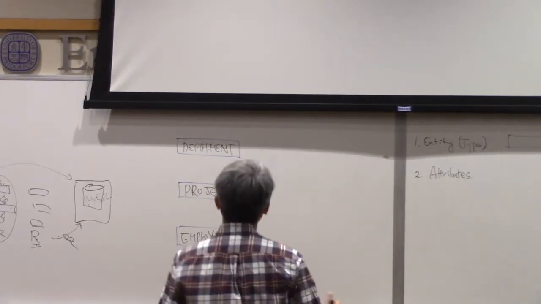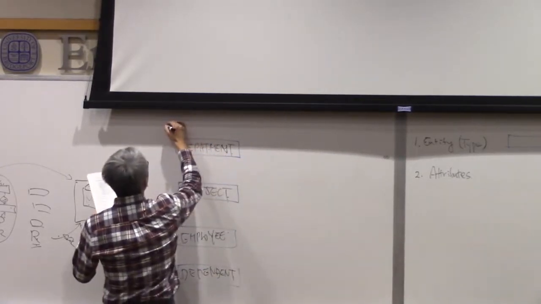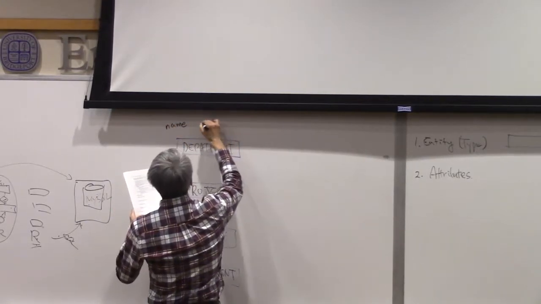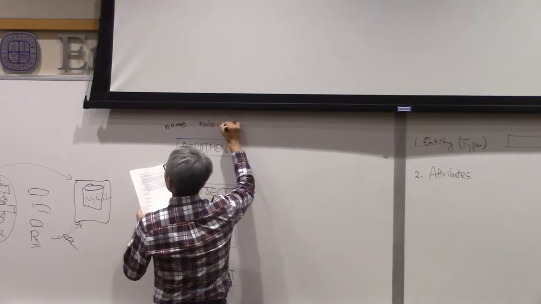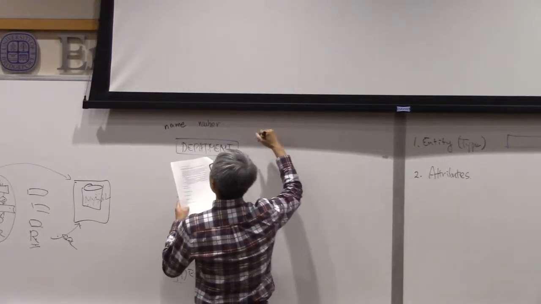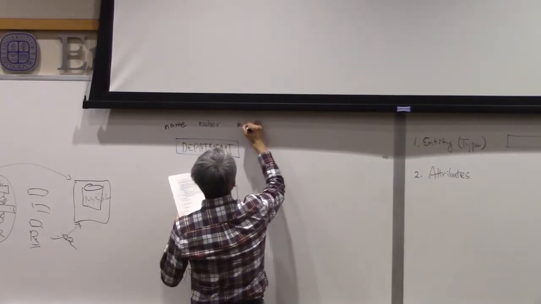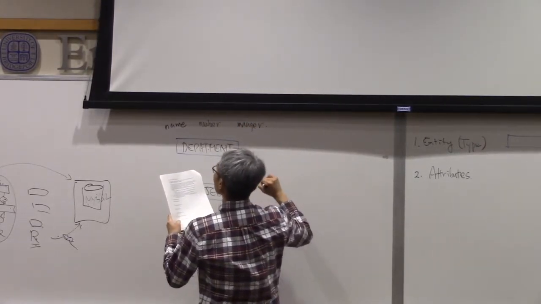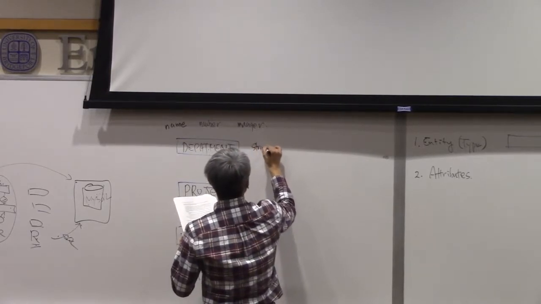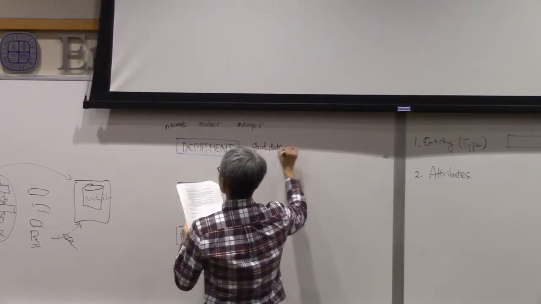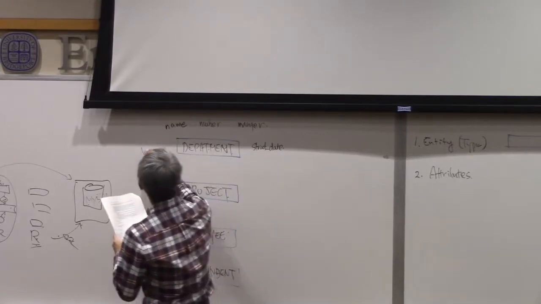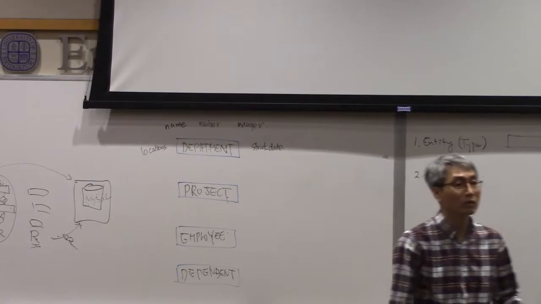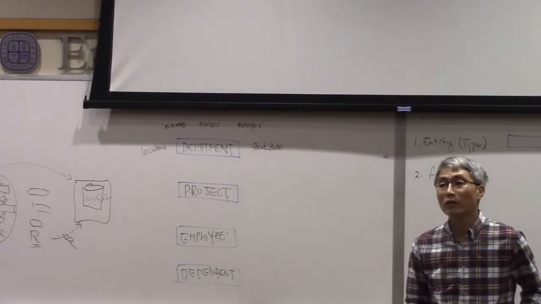So what we're going to do is identify the name as an attribute. Also number, and employee manager. And what else? Start date, keep track of the start date. And location. These are the attributes.